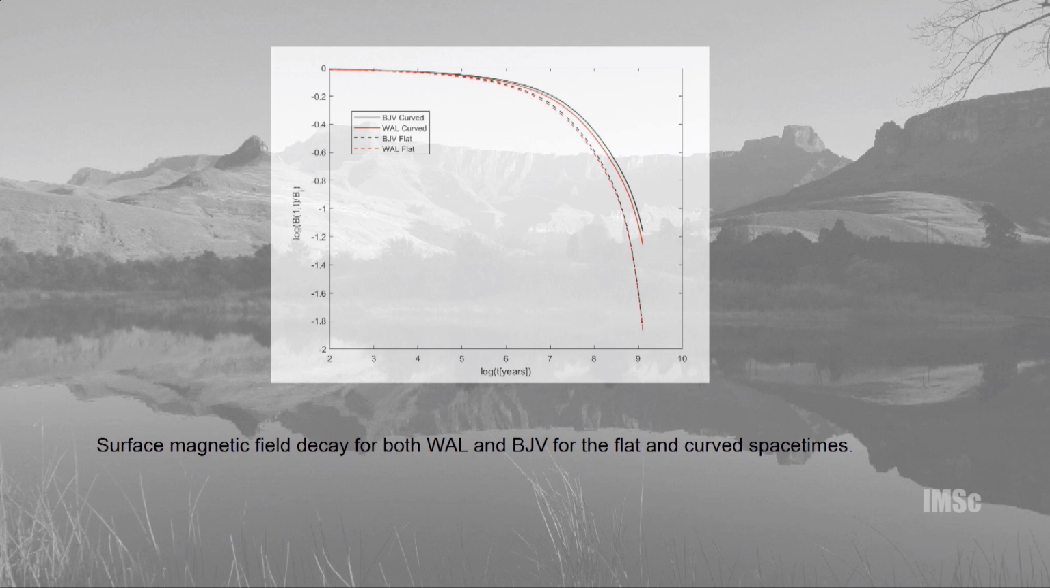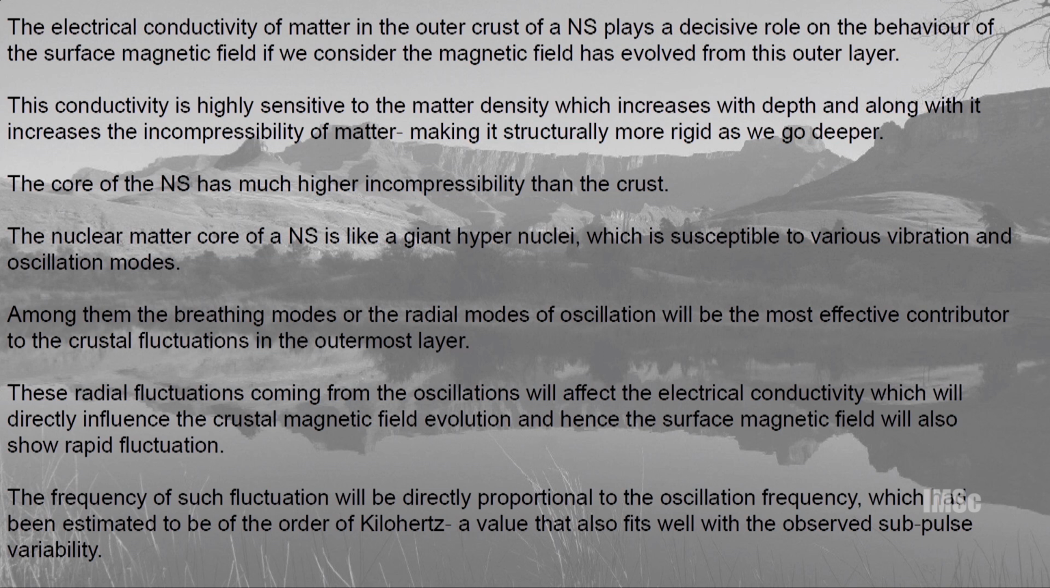So this is the one which we need to look at. This is at 100 years after its birth. So the magnetic field decays by a very small amount till at the later stage it decays quite drastically. We have shown it for both the equations of state, and for flat and curved space-time. I'm not going to read out all these things.